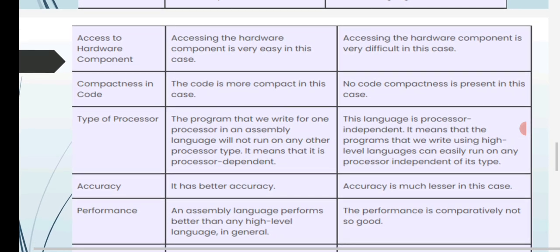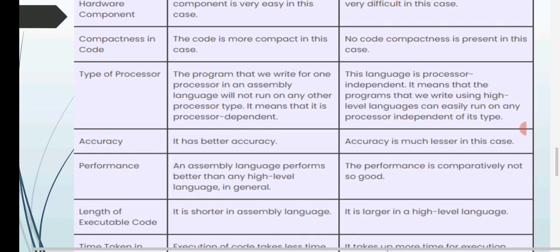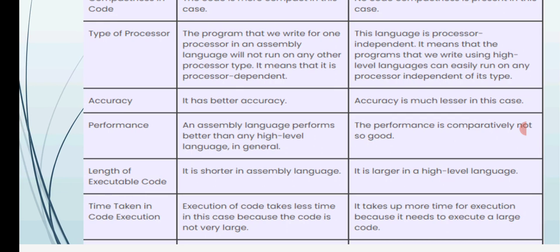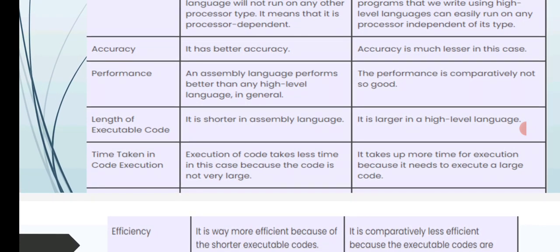Then compactness in code: the code is more compact in assembly language. In high-level language, no code compactness is present. Type of processor: the program that we write for one processor in assembly language will not run on any other processor type, so the language is processor dependent. It means that a program written in high-level language can easily run on any processor independent of its type. Accuracy: assembly has better accuracy.